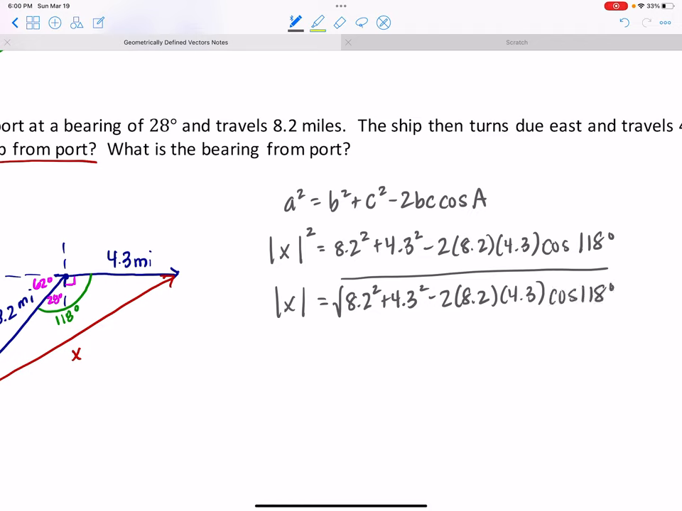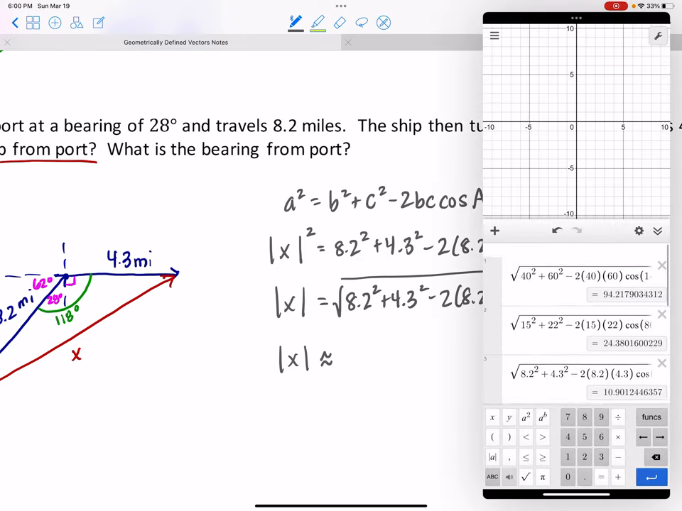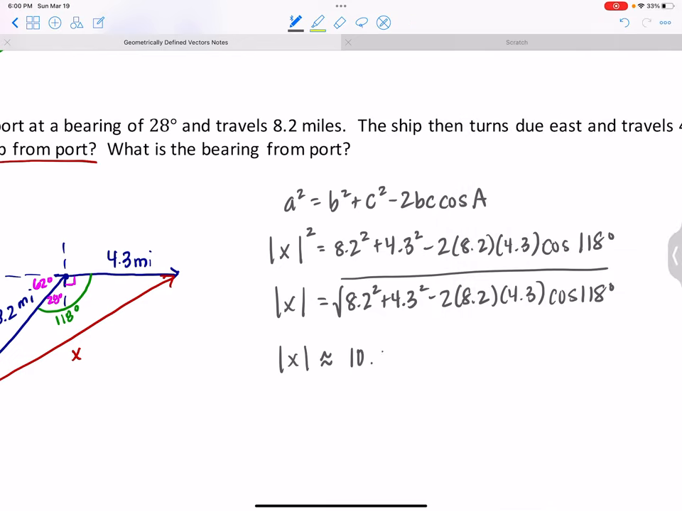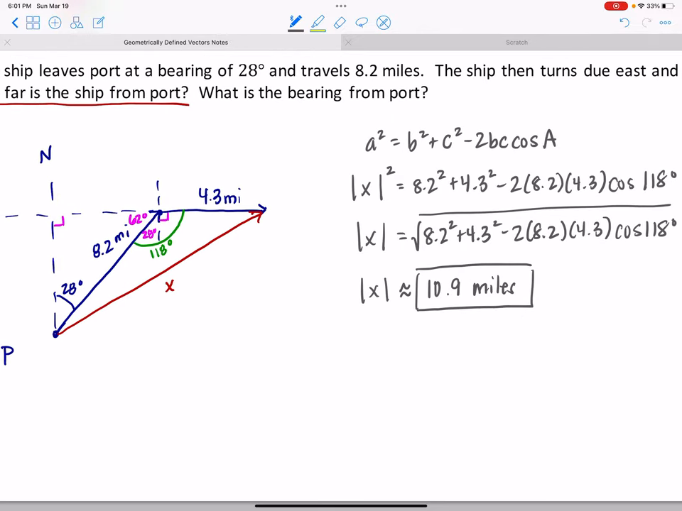And into the calculator, we find that the magnitude of x is approximately 10.9. And in this case, we're looking at miles. That's just 10.9 miles. If I didn't know the direction, if I just wanted to say x was 10.9 miles, actually that would be okay in this situation, but we're going to find the direction because that's the next part of the question, and then we can combine the two and call it the vector.